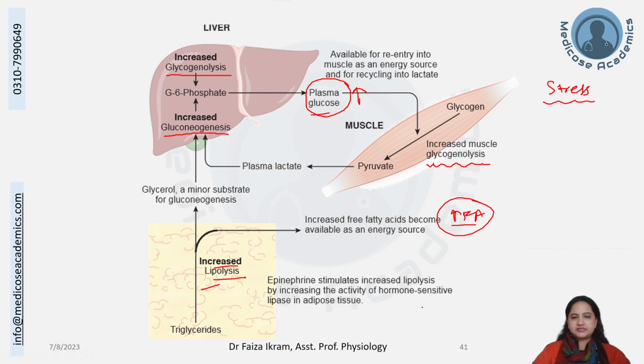Whenever there is lipolysis, this is by increasing the activity of a hormone sensitive lipase. Either it is growth hormone increasing lipolysis, cortisol, or epinephrine, the hormone involved at the level of adipose tissue will be hormone sensitive lipase.